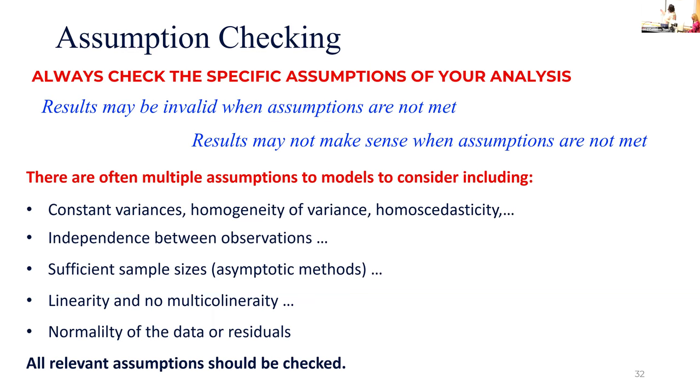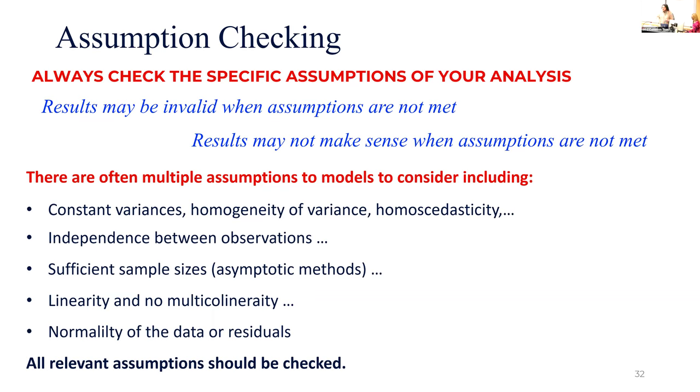And there are often multiple assumptions for models to consider. A common one is the constant variance assumption, homogeneity of variance, also called the homoscedasticity assumption when we're talking about models. Independence between observations is a very, very common assumption that we make and is often overlooked. That's when we ask, does your data have repeated measures? If it doesn't, then we might be able to assume independence, provided that it's different people, because we expect different people's observations not to affect each other's. But if it's repeated measures, then they're no longer independent because it's based on the same person, all right?